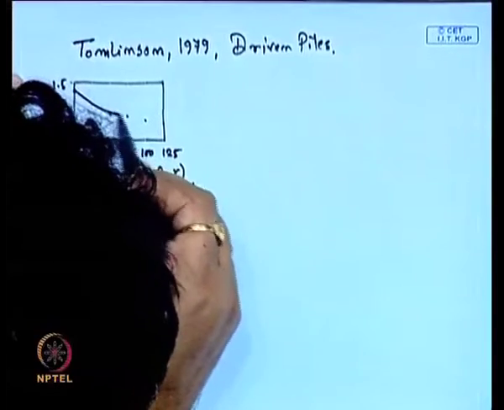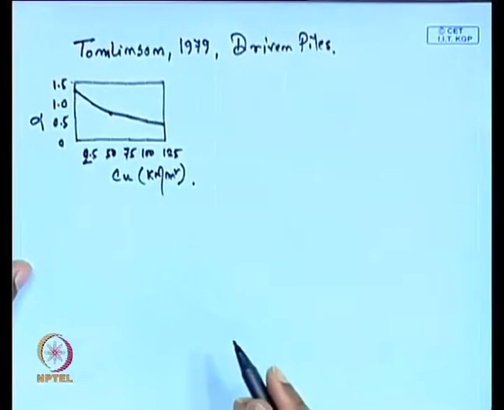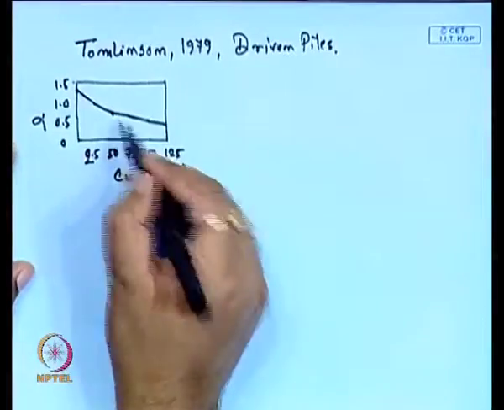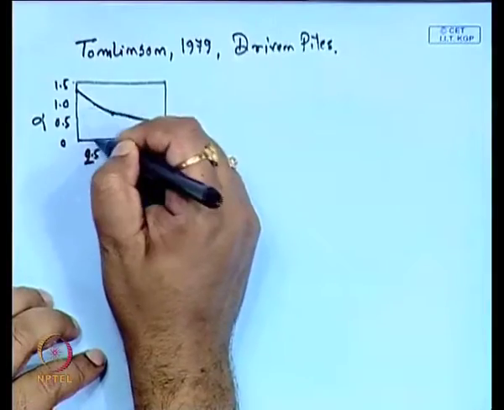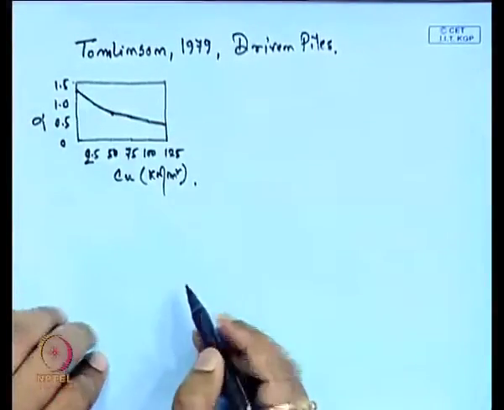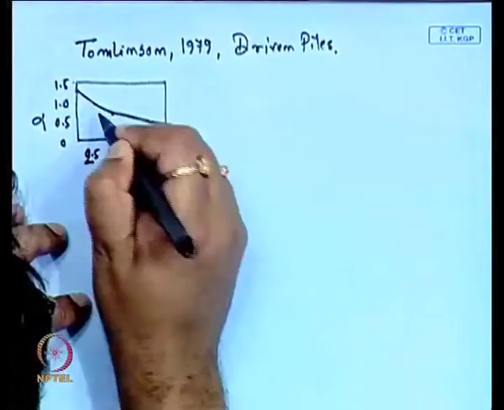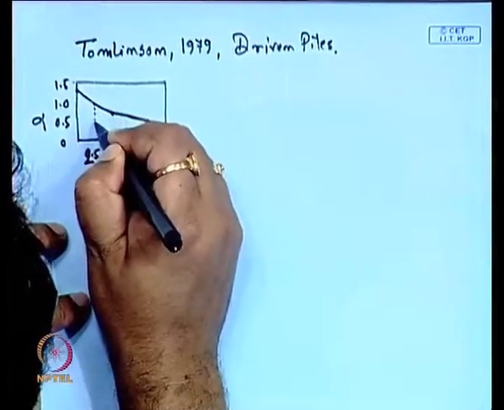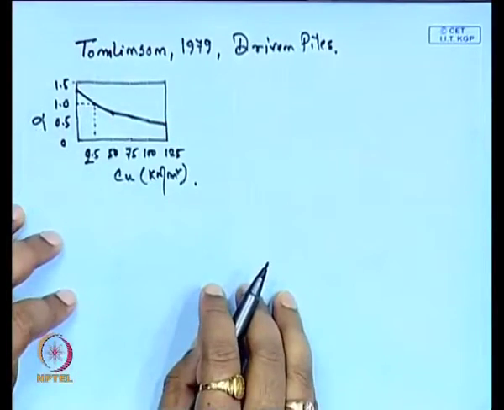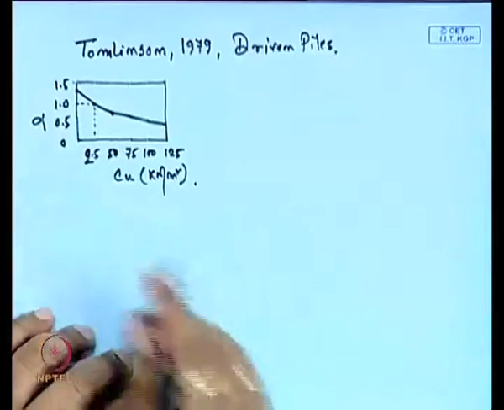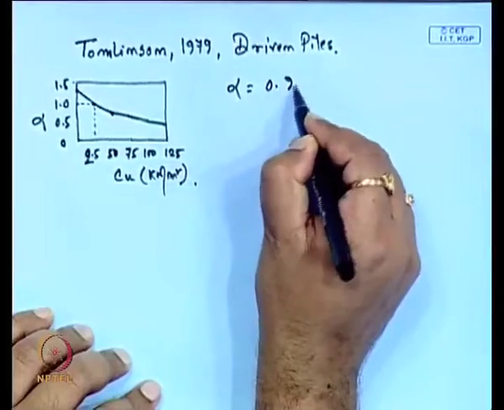If we join these points, this is the chart. From here we can determine the value of alpha corresponding to 25, because our Cu value is 25 kilonewton per meter square. So, what will be the value of alpha corresponding to 25 kilonewton per meter square? From this we can see alpha is coming 0.95.